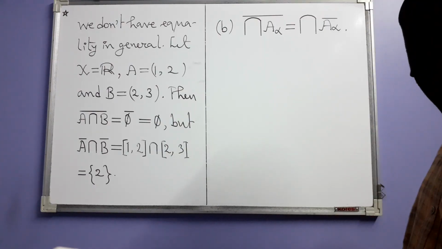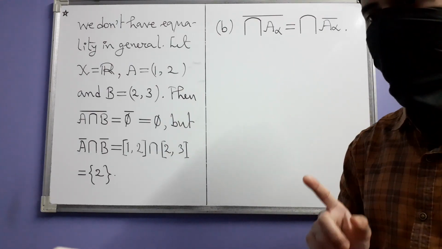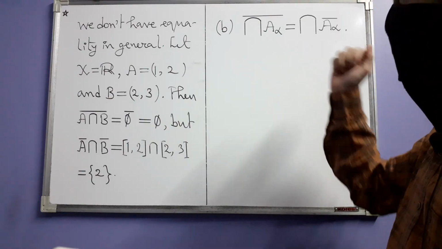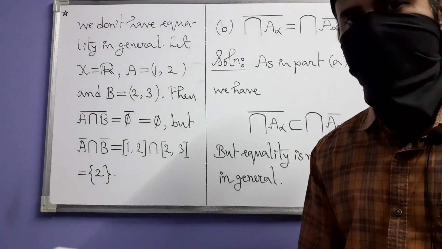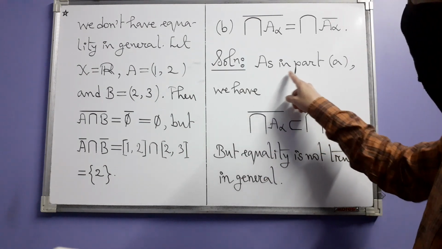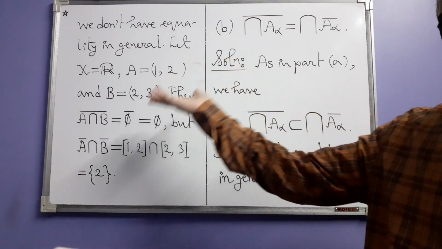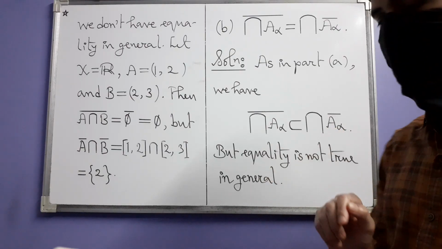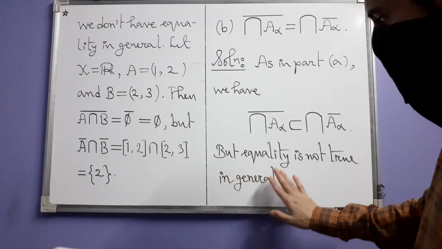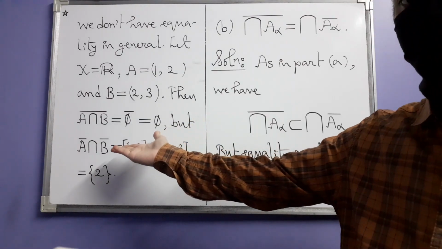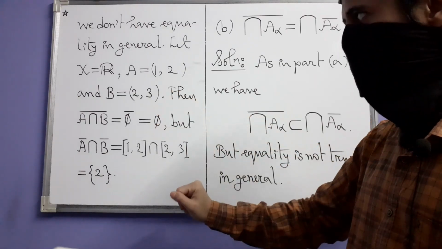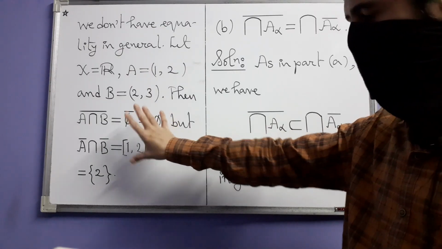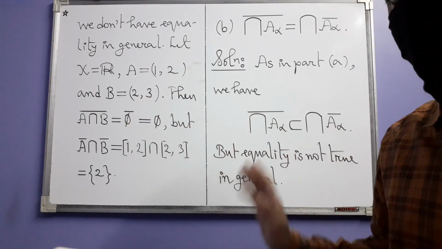Next we have part B. In part B, it's exactly like part A. The only difference is that now we don't necessarily have only two sets, but rather a general family of sets, A alpha. And the solution is similar. Exactly as in part A, we have this containment. And here also, equality is not true in general. What's the counter example to show that this is not true in general? This is the counter example. Your family can consist of two sets, this A and this B, in your space of real numbers. Their equality fails, so that means equality is not true in general.